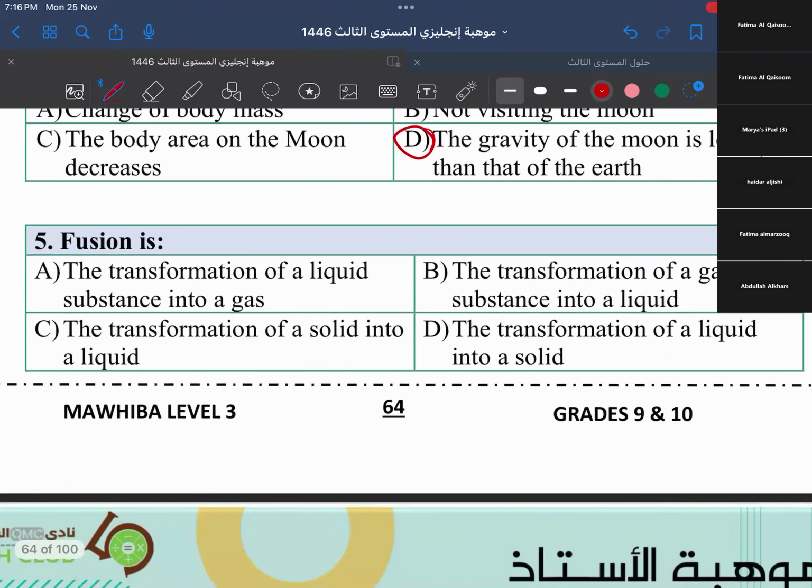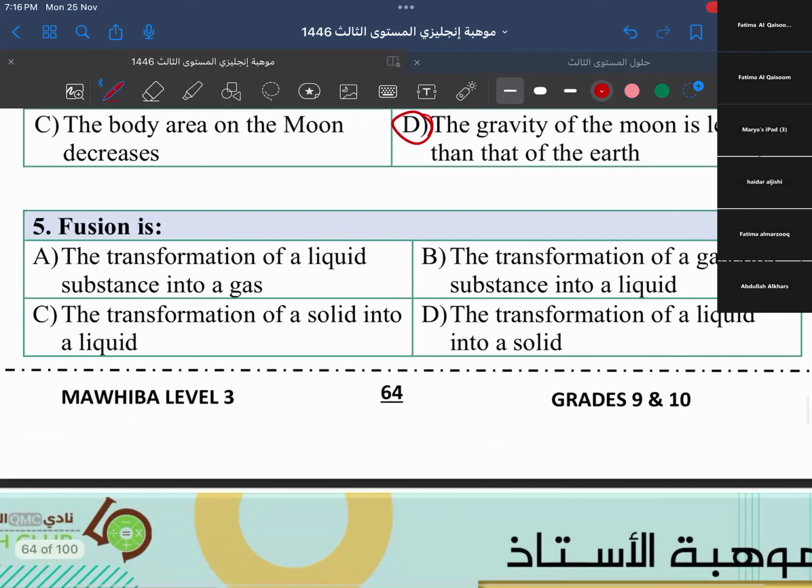Yes. Okay. Yalla. Question 5. Fusion. What is fusion? What do you think fusion is?